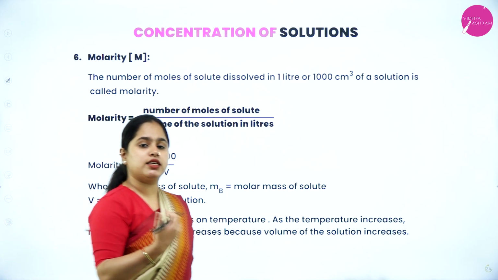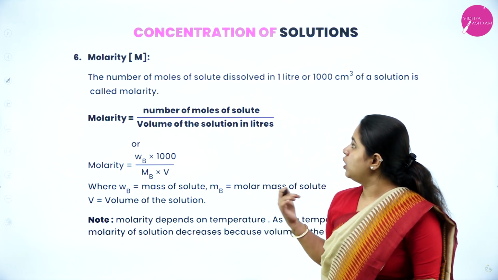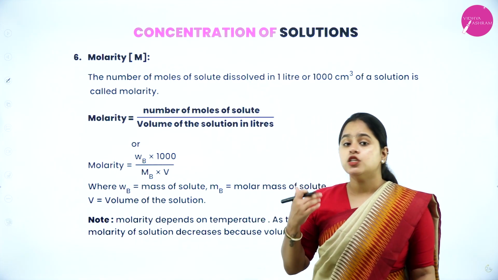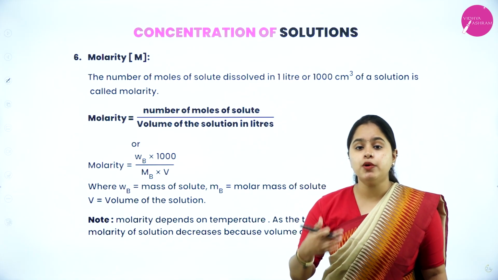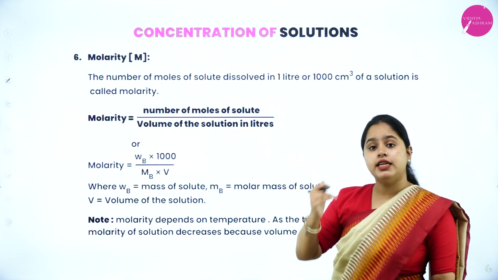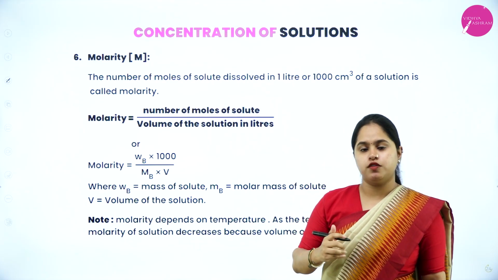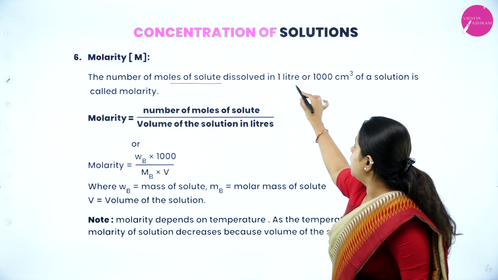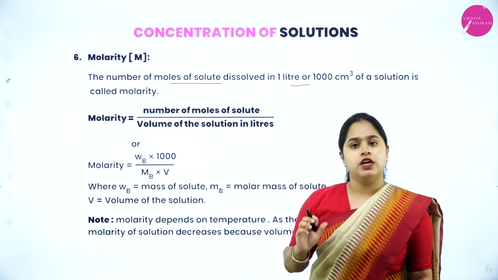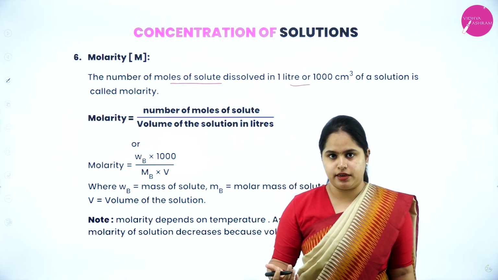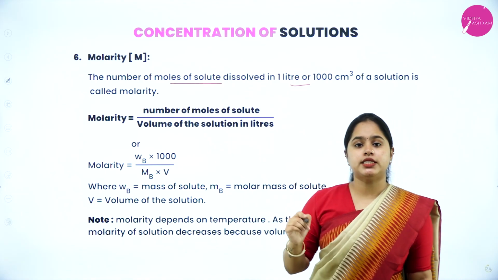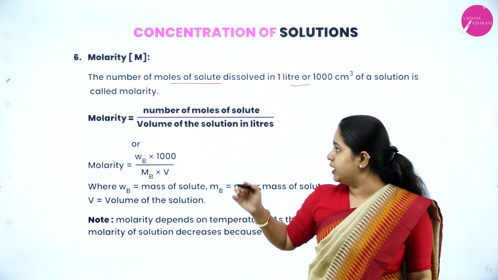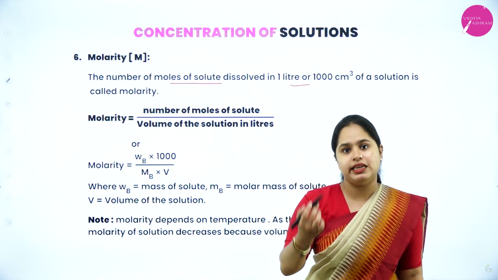Now moving on to the next concentration term, that is molarity, which is represented by capital M. So what is molarity? It is the number of moles of solute dissolved in 1 liter of solution, which is called molarity. Clear? So how do you write it in an equation? Molarity is equal to the number of moles of solute divided by the volume of the solution in liters.